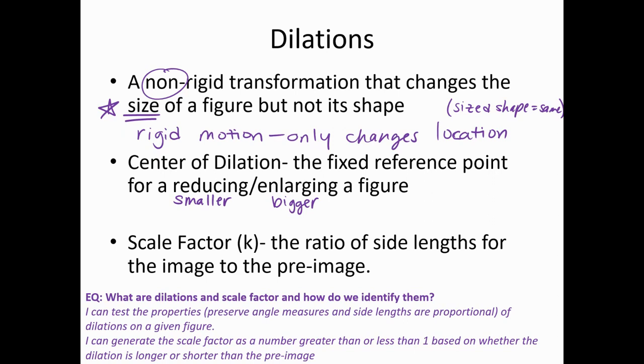All right, and then the last one, the scale factor, which we use the letter K to represent scale factor. This is the ratio, meaning a fraction, ratio of side lengths for the image to the pre-image. So here's what that looks like. We say K equals, and you definitely should write this down, the image over the pre-image. And just a reminder about what those words mean, image and pre-image. The image is the copy and the pre-image is the original. So just another way of remembering that.